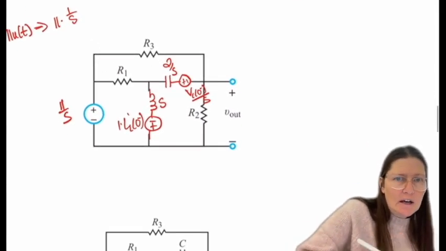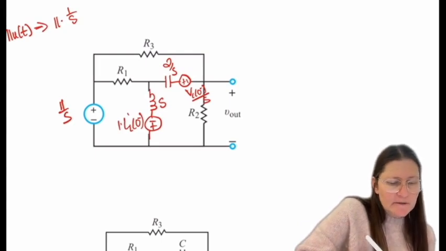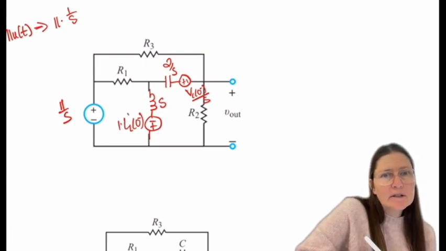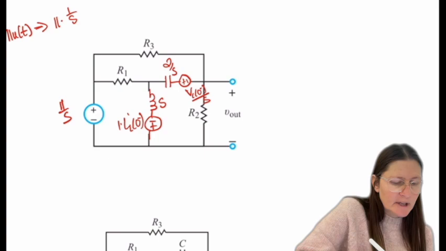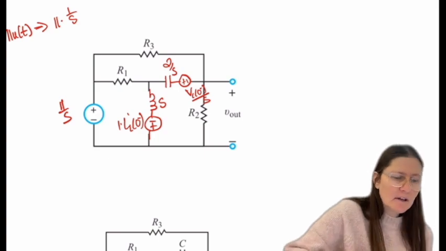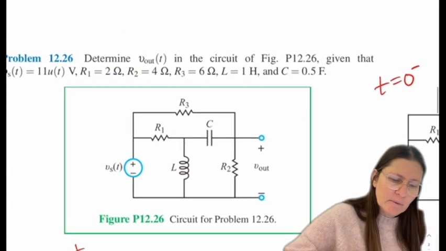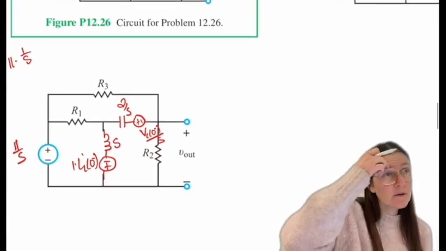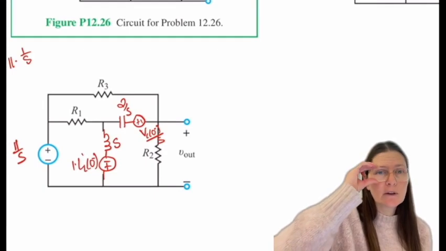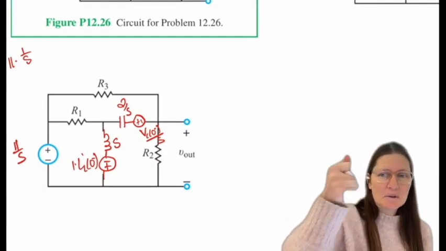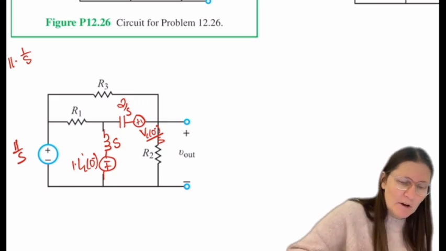And then IL of 0 minus you need to find, and VC of 0 minus you need to find. And then the inductor becomes 1 times s. And then C was 0.5, which is 1/2. And so it's 2 over s is one way to write that one.